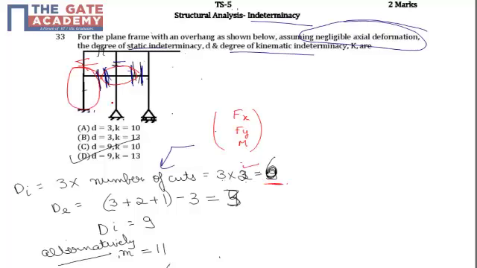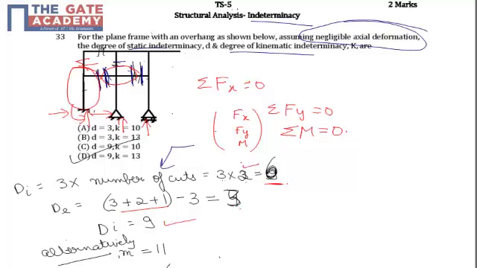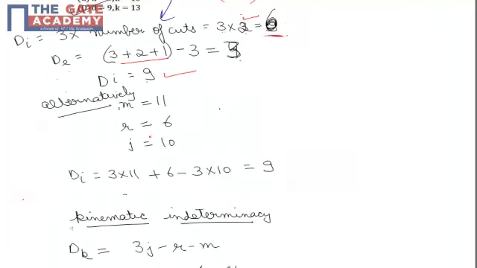And if we talk about external indeterminacy, it is the number of reactions: 3 acting at this point, 2 acting at this point and 1 acting at this point, so 6. And the number of equations of equilibrium are summation Fx equal to 0, summation Fy equal to 0, summation M equal to 0, since it is a plane frame, that is 3. So the degree of static indeterminacy comes out as 6 plus 3, that is 9, and this includes both static external plus static internal.